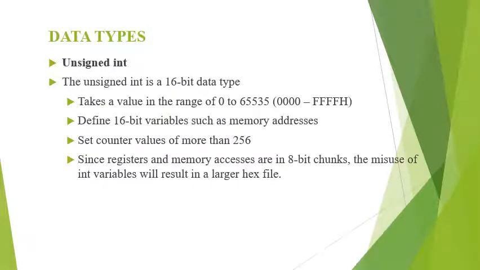Next data type is unsigned int. It is a 16-bit data type. The range of values is from 0 to 65,535, or from 0000h to FFFFh. So we can define 16-bit variables such as memory addresses using this data type. Also, we can set the counter value for more than 256.